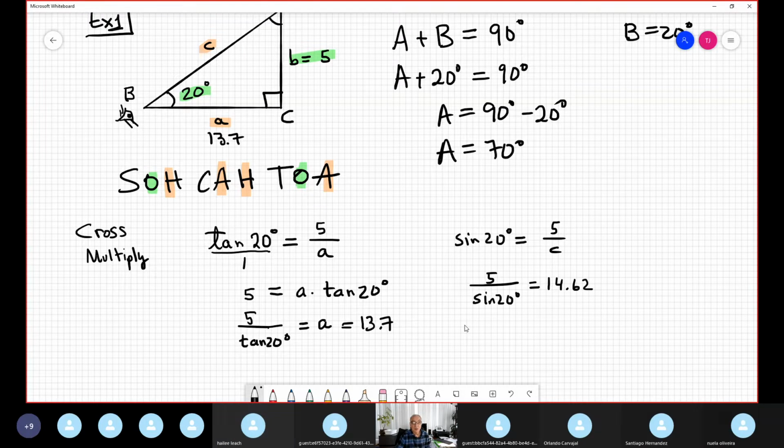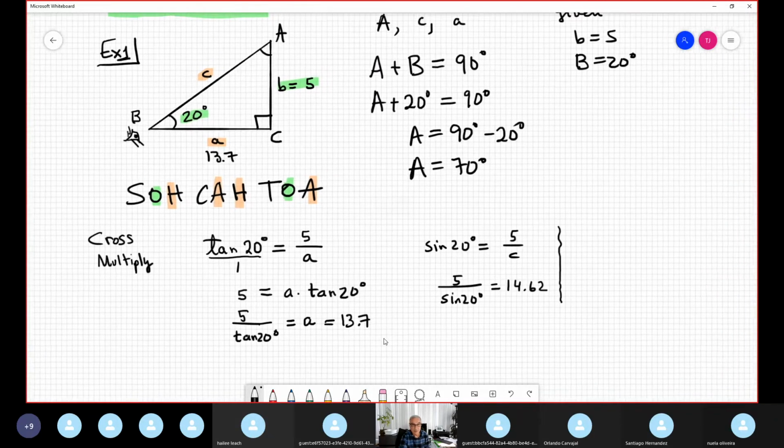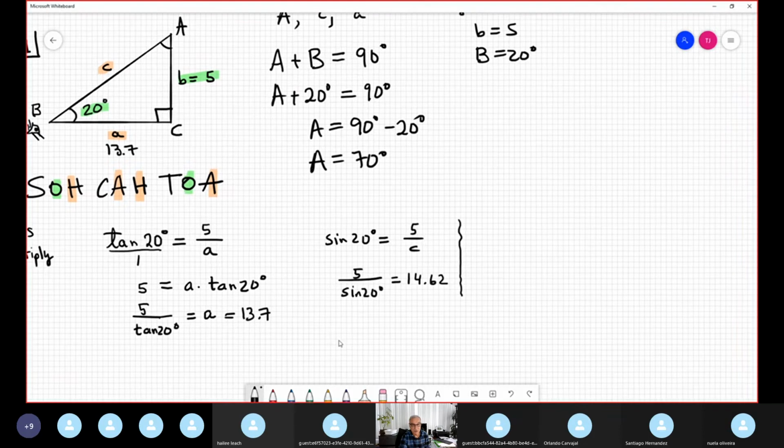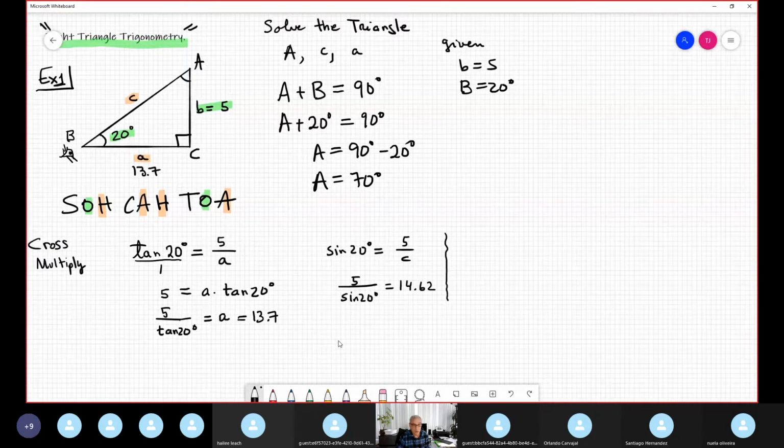Super good. Another possibility, another option to compute C, the hypotenuse, is to apply the Pythagorean theorem, right? I like another way, where C is equal to the square root of the sum, which is 5 squared plus 13.74 squared. Please put it in the calculator.